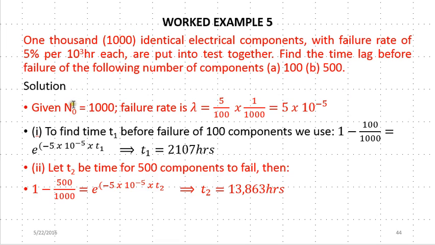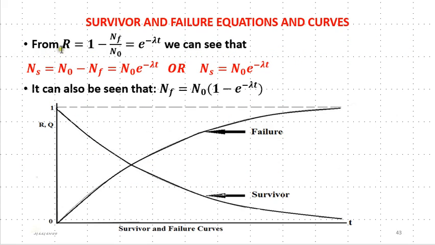Now the number is 1000, that's my N naught, and the failure rate is set to be 5% per 1000 hours, meaning 1 over 100 because of that percentage, then times 1 over 1000 because it is per 1000. Everything gives 5 times 10 raised to power minus 5, my actual failure rate. Now if I want to find the time for the failure of 100 components, I'll remember my formula, which says the reliability here is equal to 1 minus NF over N naught, and it is equal to exponential minus lambda t.